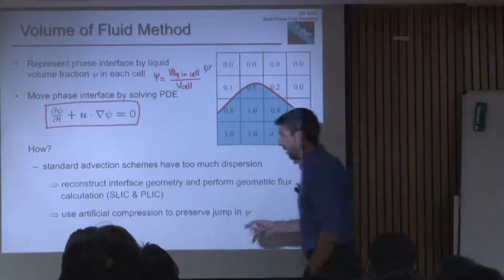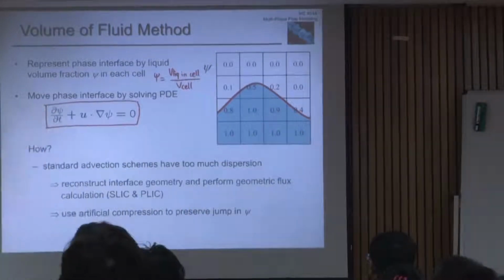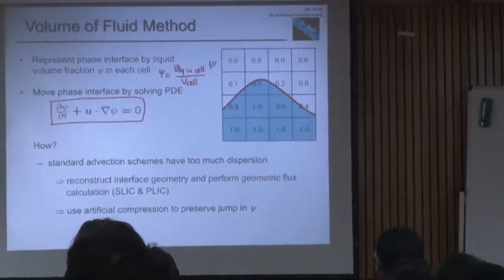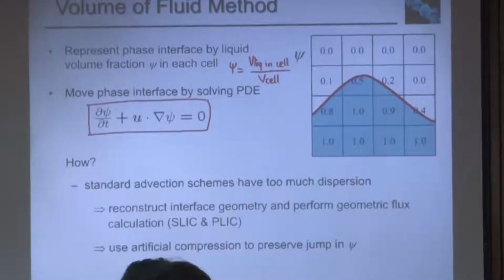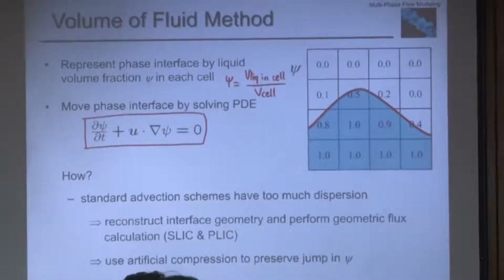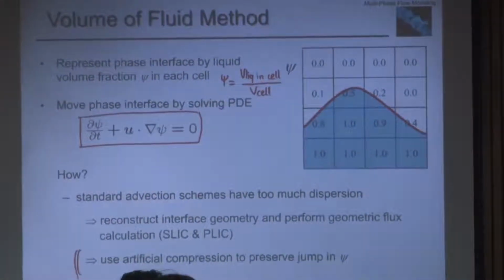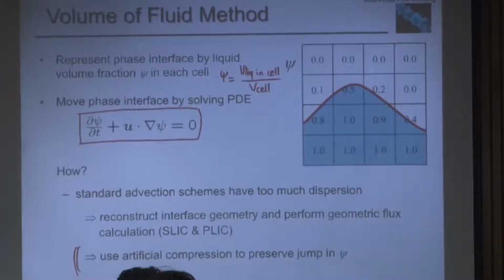And that's why we're going to have essentially two types of methods. One that we'll talk about, I think, a bit this afternoon, and that will rely on some sort of artificial compression in order to say, yes, okay, I'll allow some mixing, but I'll control the amount of that mixing. And so that will take us to artificial compression schemes, and we'll talk about one example of that later today, and I think another one this afternoon.